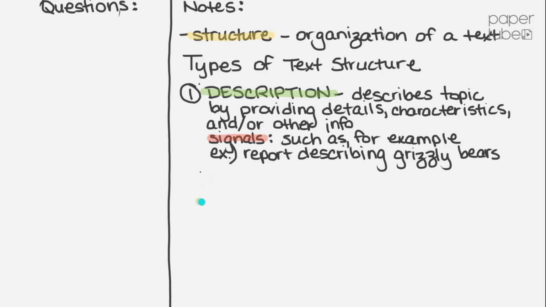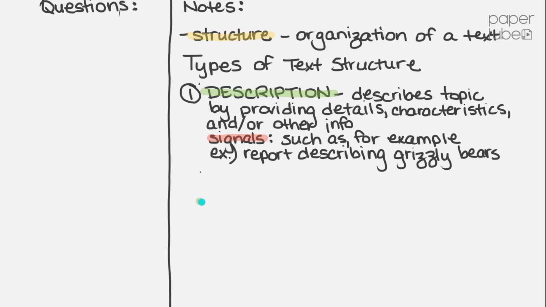Okay, the first type of text structure that we're going to talk about is called description. And the description text structure pretty much does what it's saying. It's describing the topic. And it does that by providing you with details or characteristics or other similar information that helps you understand what the topic is like.